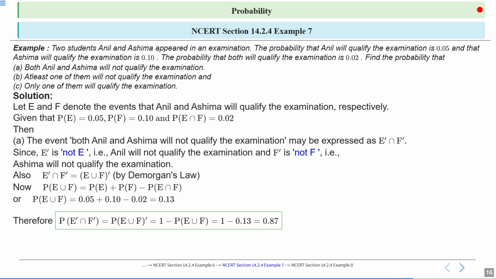And therefore, probability of E complement intersection F complement is equal to probability of (E union F) complement. And we know probability of (E union F) complement is equal to 1 minus probability of E union F. Here our probability of E union F is 0.13. So we substitute this value, and we obtain probability of E complement intersection F complement equal to 1 minus 0.13, which is equal to 0.87. Okay, clear?